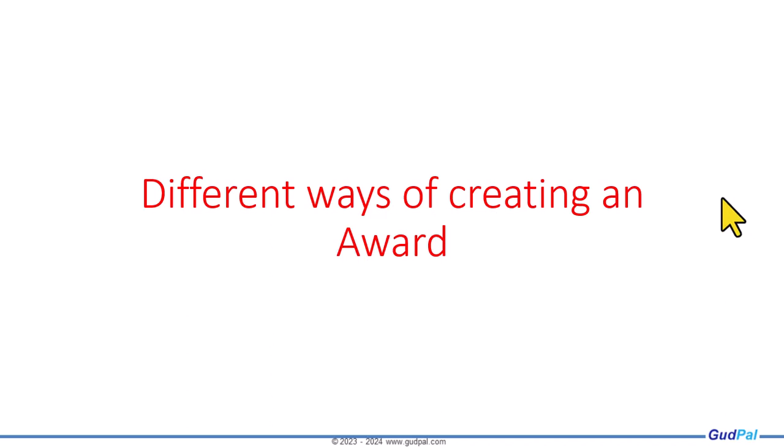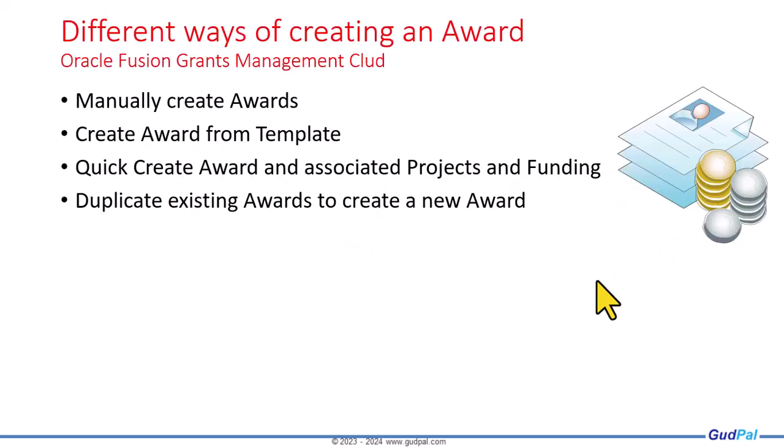Different ways of creating an award within Oracle Fusion Grants Management Cloud. Here I have listed all the different ways you can create the award. The first thing is obviously the manual way of creating the award. You fill in the blanks in the form by manually choosing the options, which is the most exhaustive one. It takes a long time to create an award manually, and that's where templates come into the picture.